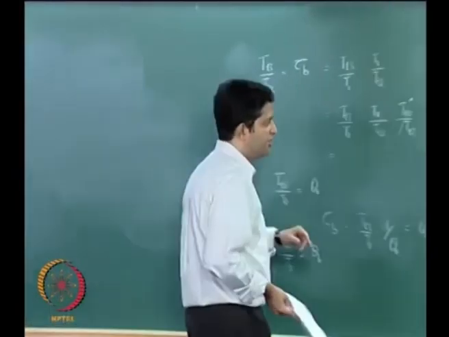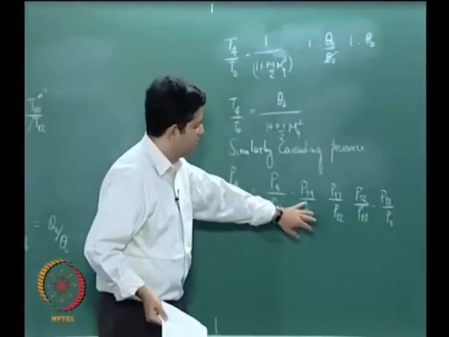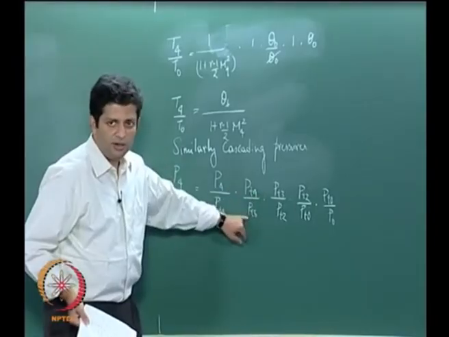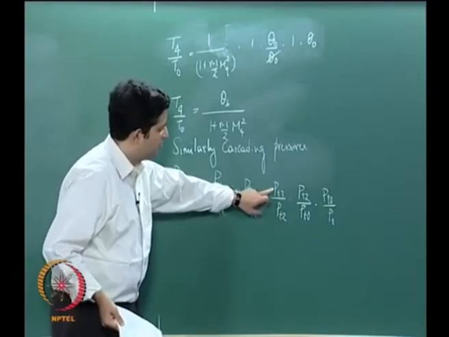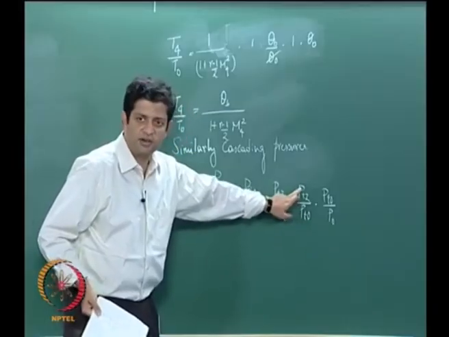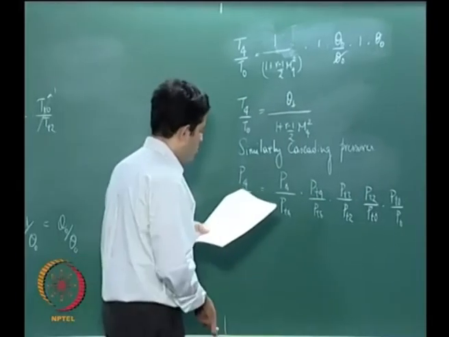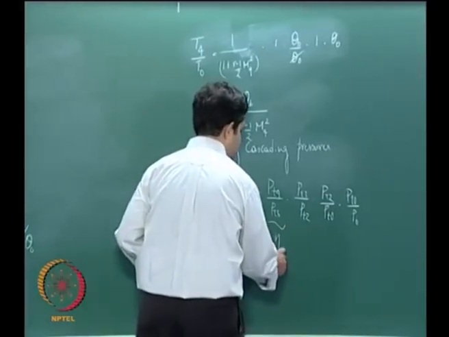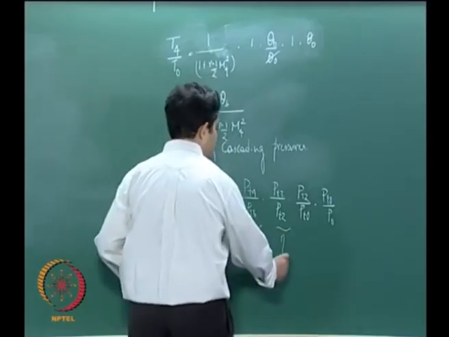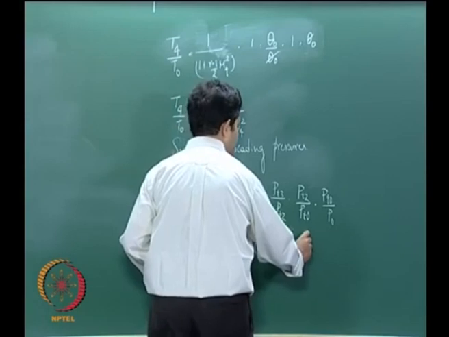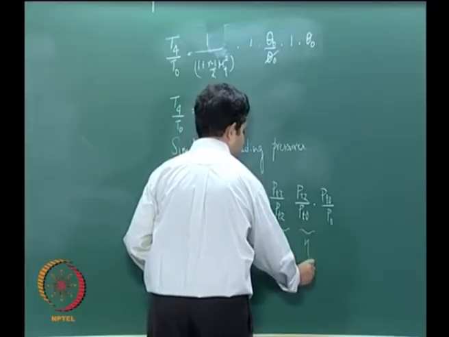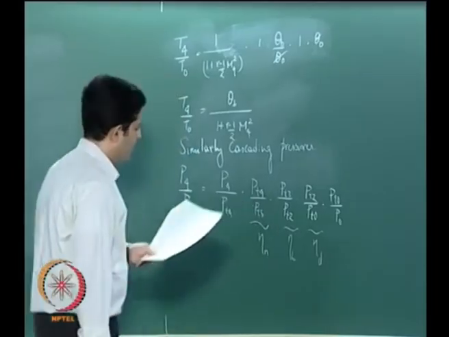Now this pressure term here indicates the efficiency across the nozzle. This indicates the efficiency across the combustor, and this indicates the efficiency across the intake. So I will call them nozzle efficiency eta n, burner efficiency eta b, and lastly diffuser efficiency eta d.